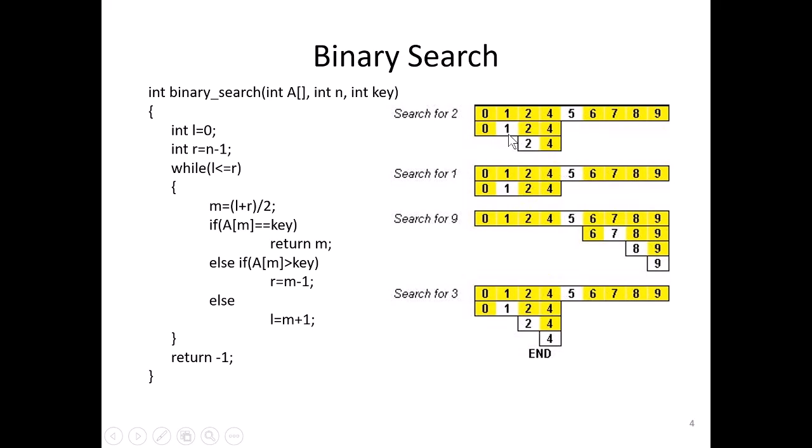Here compare mid element 1 with the search key. So search key is greater now. So element should be available in the right hand side only. Okay. So if element is available in the right hand side, means just adjust the L value to mid plus 1. This is mid. So start to search from mid plus 1.